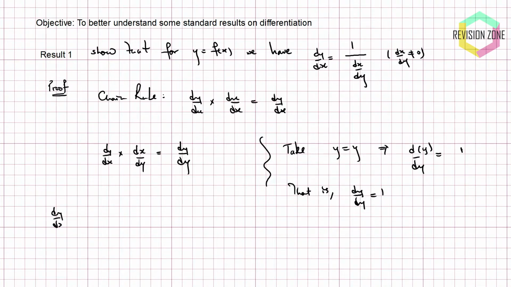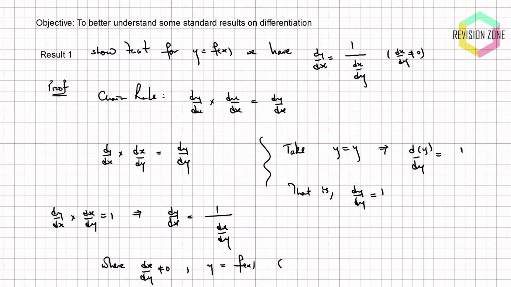Dy by dx times dx by dy is actually equal to 1, which we can simply rearrange to say dy by dx is actually equal to 1 over dx by dy, where, of course, dx by dy does not equal 0, y equals f of x, and by extension x equals f inverse of y. So indeed, in working out this dx by dy, we get this function and then we differentiate it just as I said earlier. So that's the proof completed.